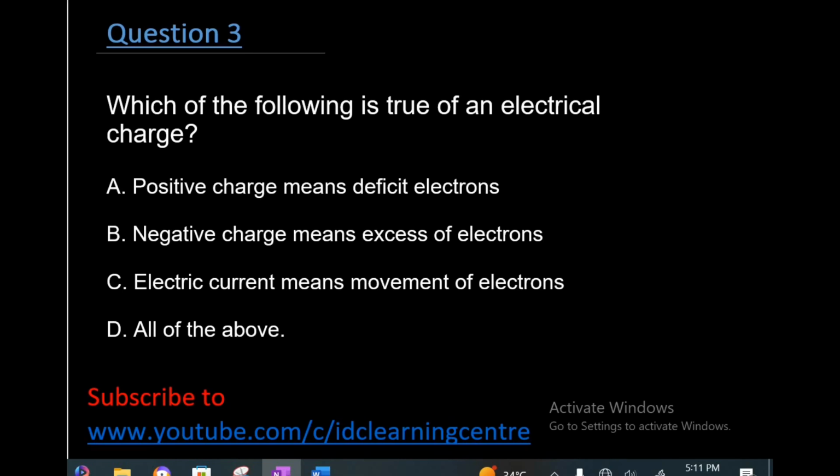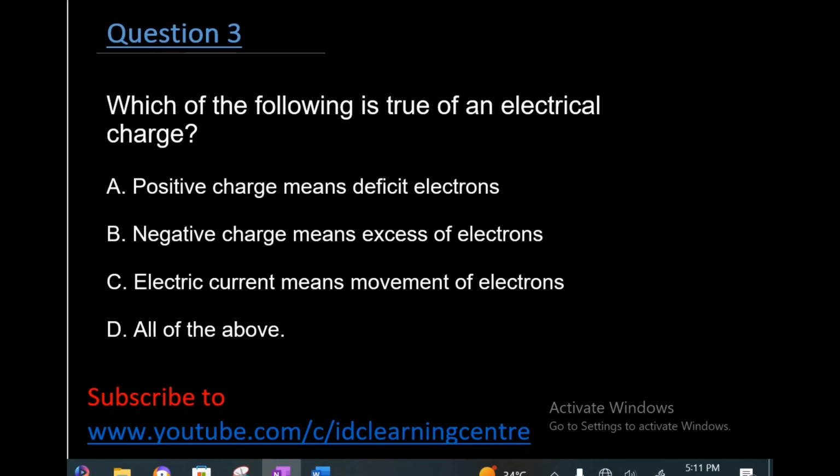Okay, so when we talk about electric charge, the three options we have here are all right concerning electric charge. Positive charge is talking about the insufficiency, or let's use the word deficit electrons. So when there are deficit electrons, then it's said to be positive charge. Positive charge contains only protons. Negative charge contains only electrons.